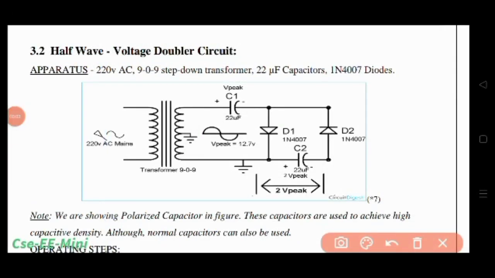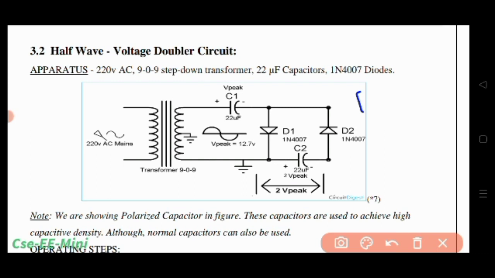So let us try understanding the half wave voltage doubler circuit. First we will go through the apparatus used. The main thing is the 220 volt AC step down transformer, which you can see here. There are two reasons for using this step down transformer. The first reason is that if we use a step up transformer, the high voltage can damage the diode, because a sudden high voltage current may flow through the diode and damage its properties.